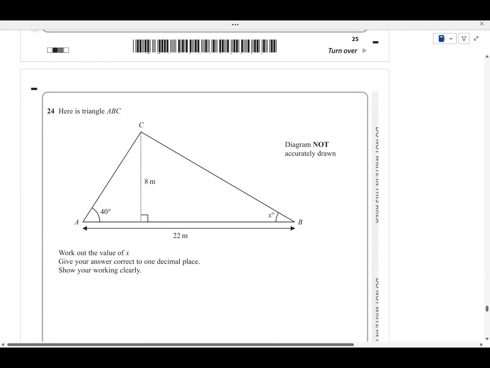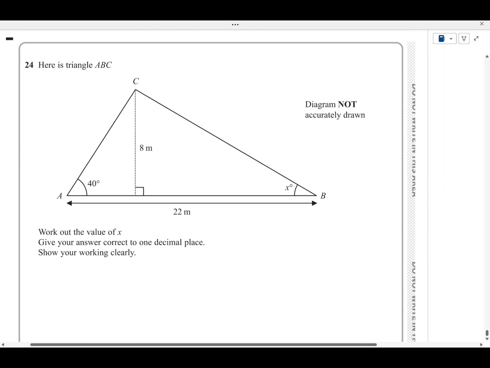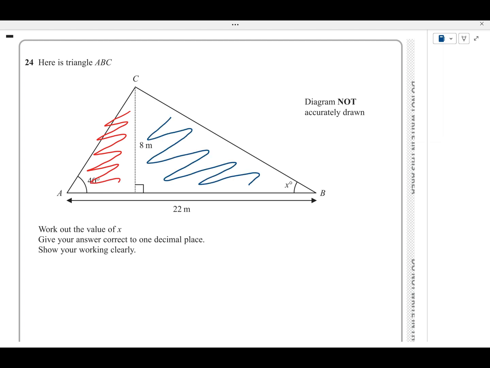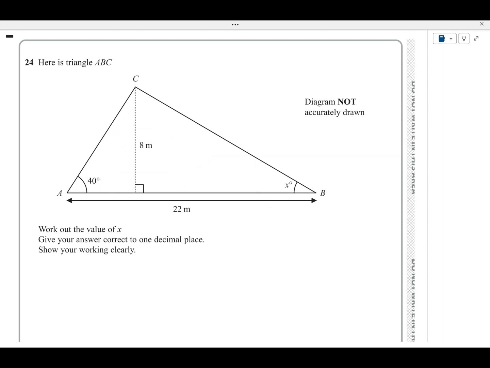Question 24. Here is a triangle ABC. Now, before I do anything else, I'm looking at that and I'm thinking there's a right angle triangle here. There's a right angle triangle here. I'm thinking SOHCAHTOA. I'm thinking Pythagoras. I'm thinking the area of a triangle. Let's have a look. Work out the value of x. Oh, I need to work out that angle there. Give your answer correct to one decimal place. Show your working clearly.